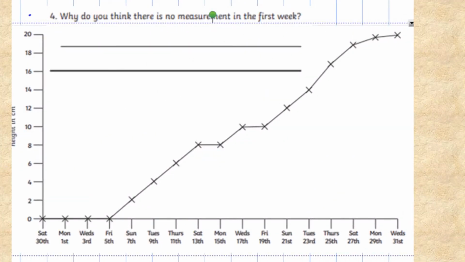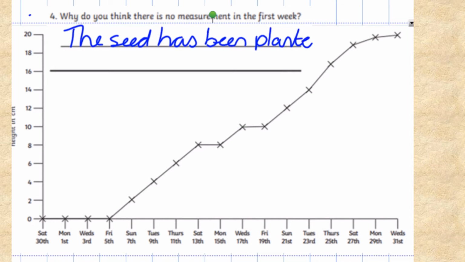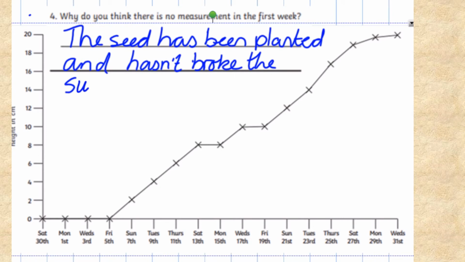Okay, so why do you think that there is no measurement for the first week? Well, there's no measurement in the first week because here, Saturday, Monday, Tuesday, Wednesday, Thursday, Friday, that is when the seed has been planted and is forming underground, or hasn't broken the surface yet, above ground.